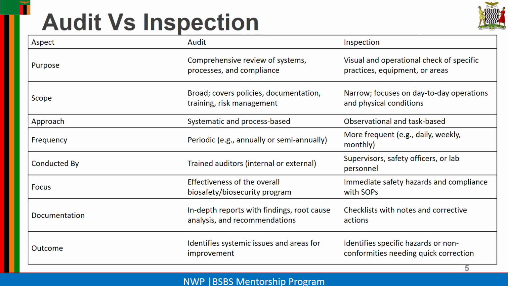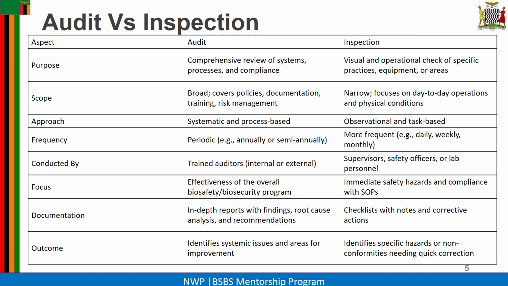For the scope, an audit is a bit broad, so it covers policies, documentation, training, risk management, or anything that may be contributing to your overall management system. But an inspection is narrow. So mostly it focuses on day-to-day operations and physical conditions. So it will check the day-to-day operations in a random and not really a systematic manner.